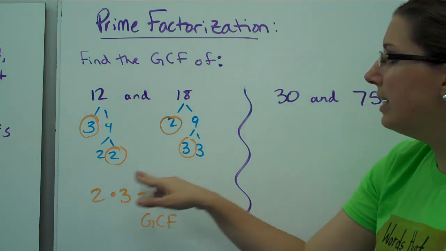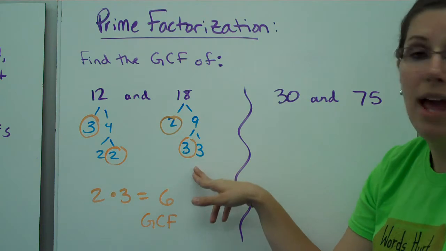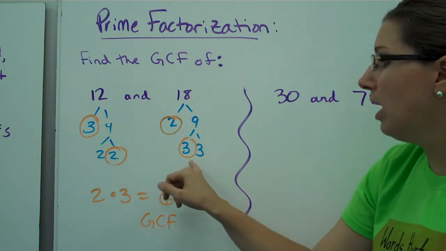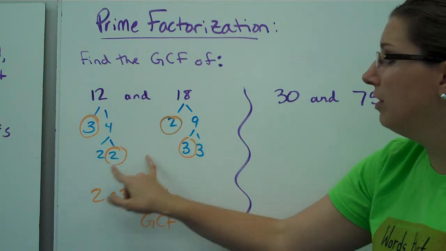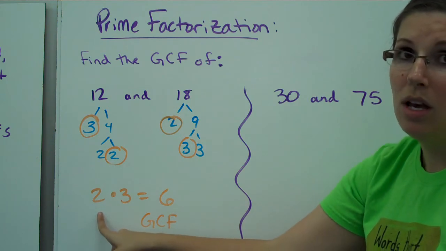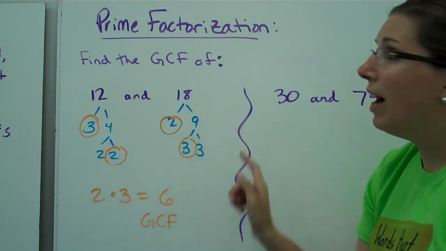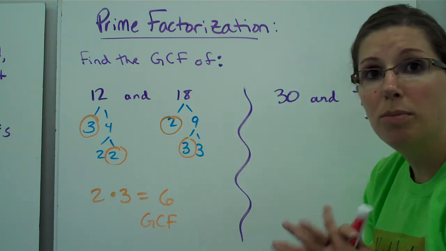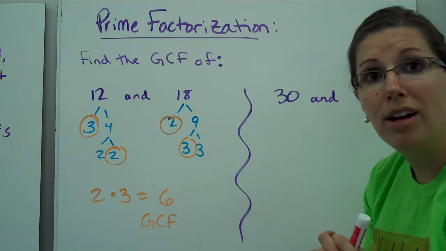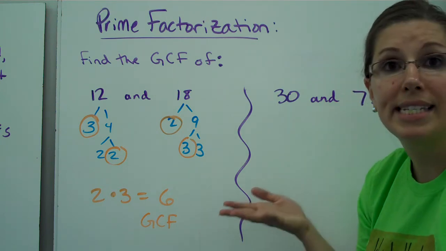So what I did is I circled the numbers they have in common. They have a 3 in common, and I wrote it down, and they have a 2 in common, and I wrote it down. Those are the factors they have in common. Now I just have to multiply those together to get a product, and that product is my GCF. In this case, it's 6.